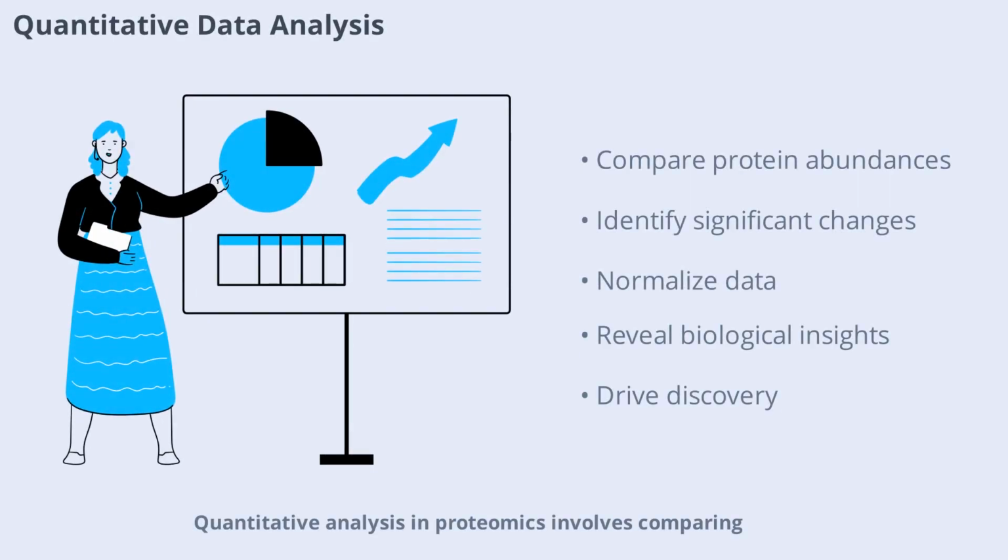Quantitative analysis in proteomics involves comparing protein abundances across different samples or conditions. Statistical methods are used to identify significant changes in protein expression, which can reveal important biological insights.